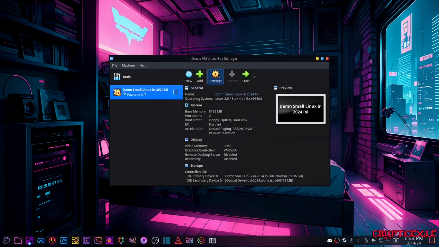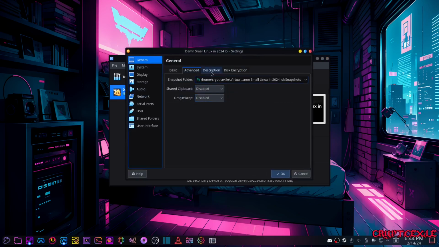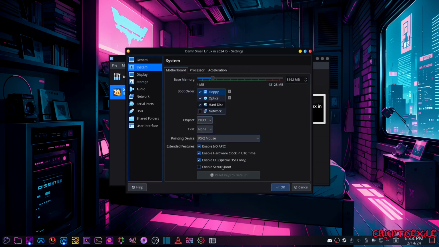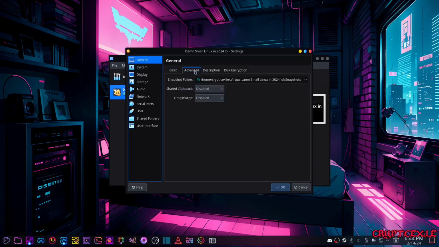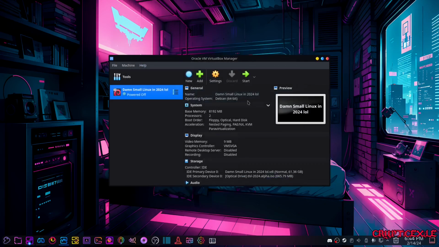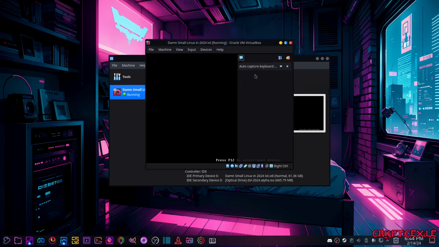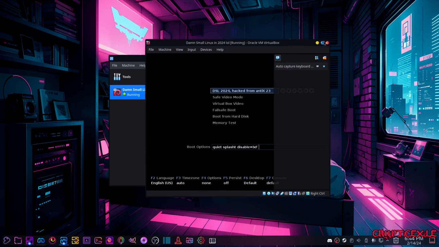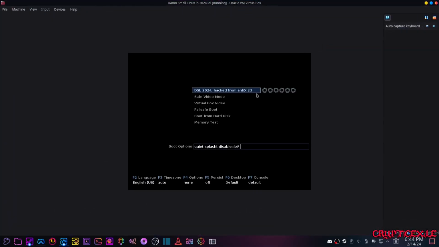Okay. Settings. System. It could probably... I don't think it can load into EFI. That's probably what the problem is. So I think it's Debian 64. Let's just try that. That should work. But EFI mode, no. So let's load this up.